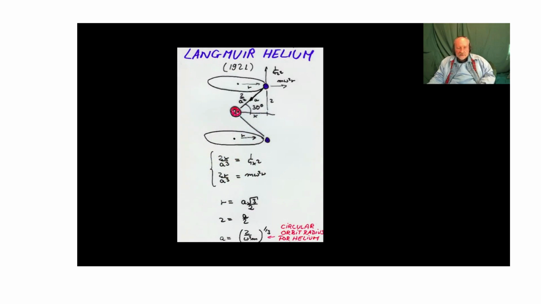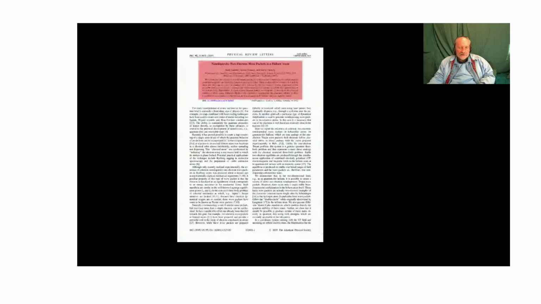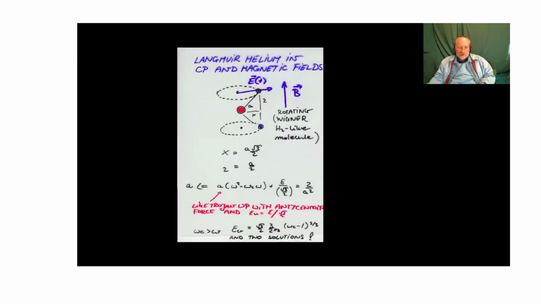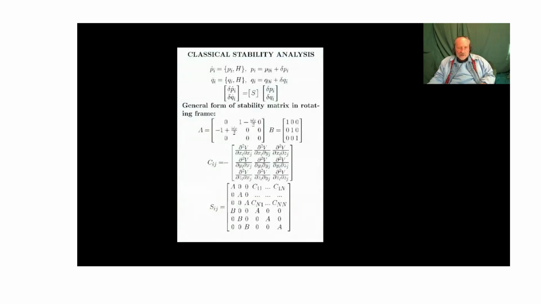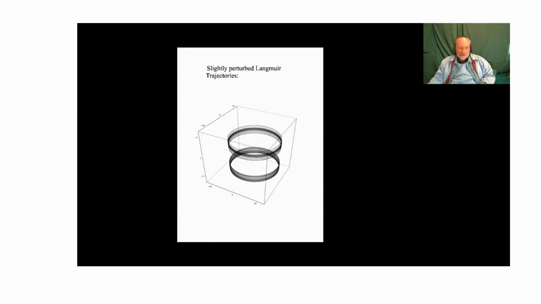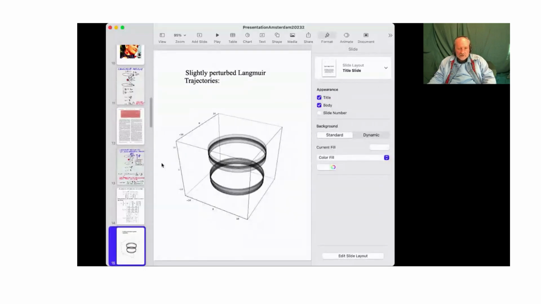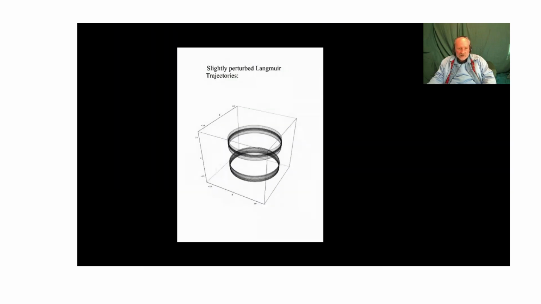These trajectories are originally unstable, so you put them in a combination of a magnetic field perpendicular to the plane of motion and the CP field rotating in phase. And this is my Physical Review Letter about it. Here again is the transparency where you can solve the problem and do classical stability analysis, basically known from physics handbooks, and you see that if you perturb the original trajectories, they flow away, they are unstable, and you must add a magnetic field and the CP field.